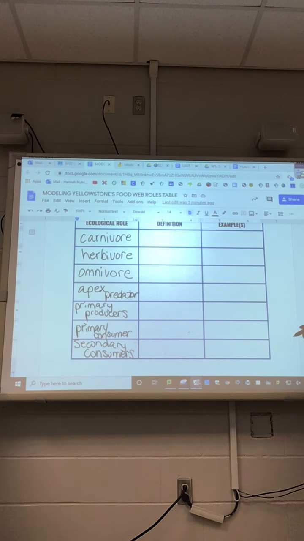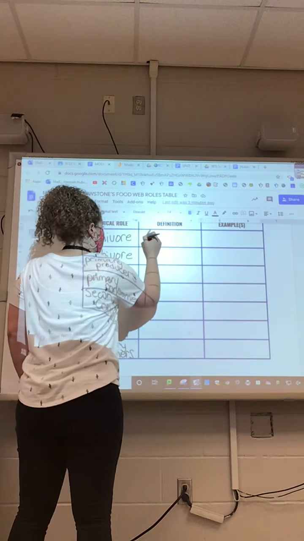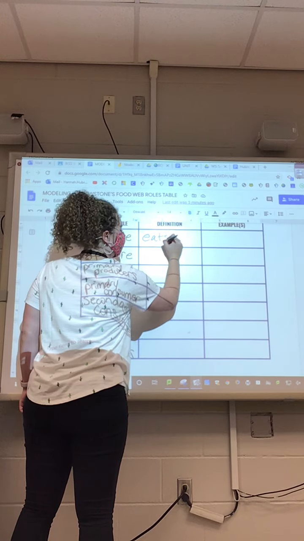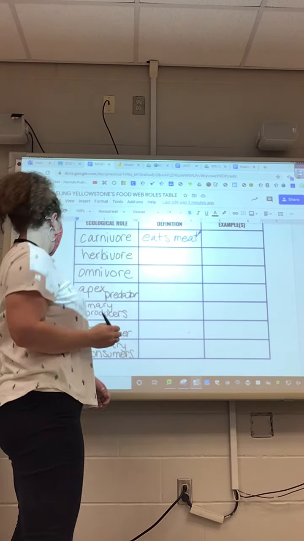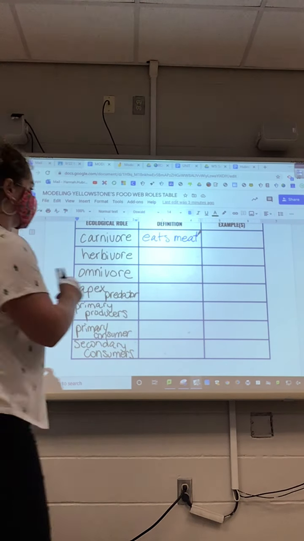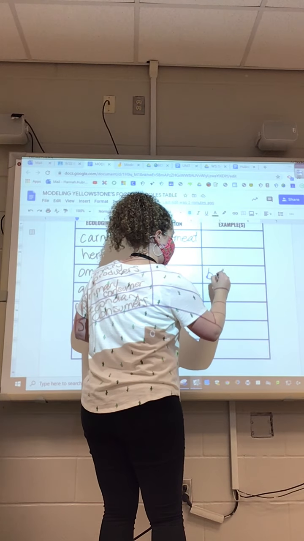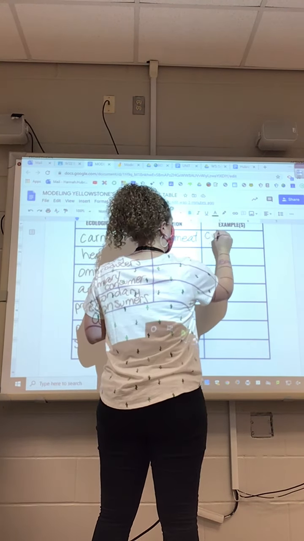All right, so for definition, what's the definition of a carnivore? Eats meat. Okay, and what animals on that list or on those cards were carnivores? Bear. Was a bear a carnivore? Oh, no, it's an omnivore. Coyote. Good, a coyote. Probably a wolf.